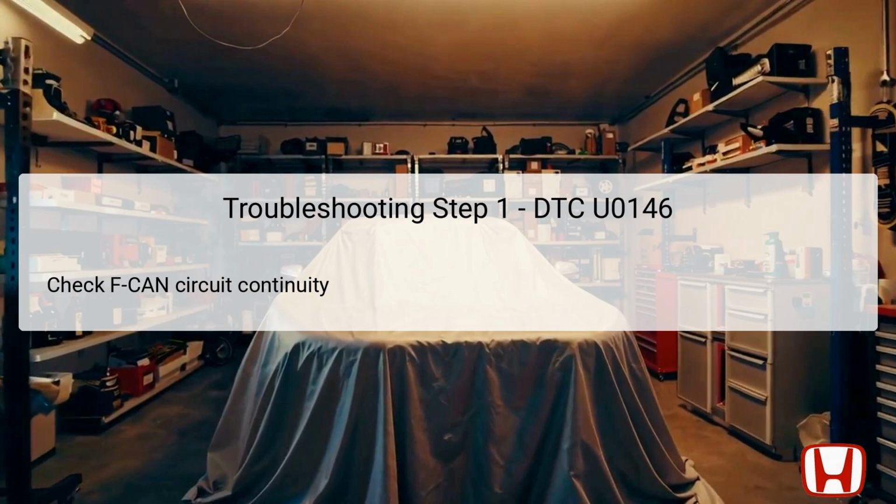This step is crucial, as it can lead to faster diagnostics of the problem, confirming if the circuitry itself is responsible for the DTC being triggered. After verification, if the circuit shows continuity, the technician can proceed to further checks involving the CAN gateway and related systems. The second troubleshooting step involves inspecting the F-CAN circuit for any shorts to ground.